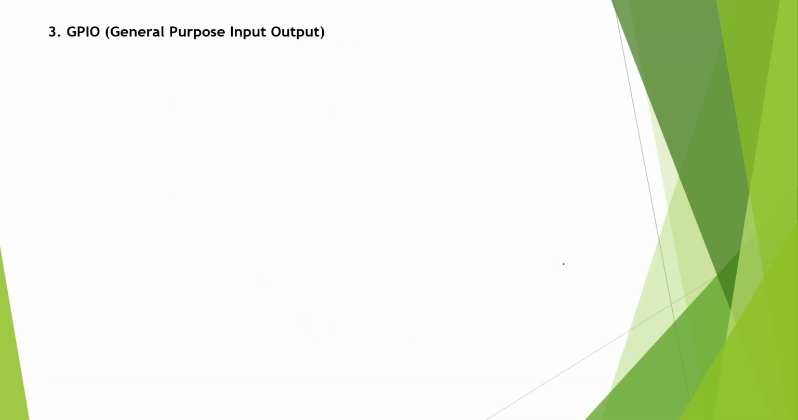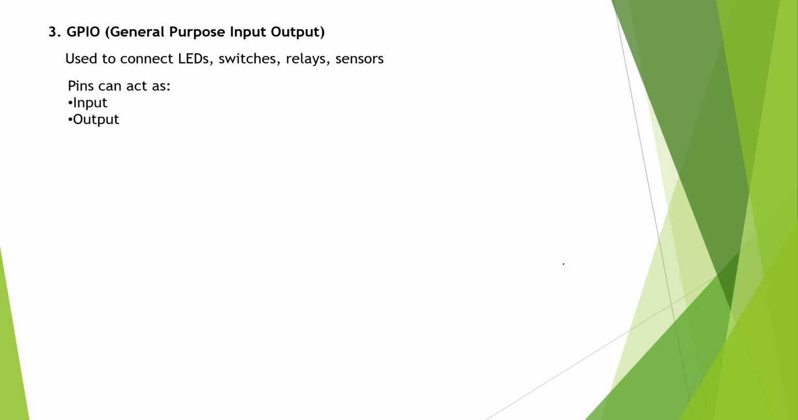So the third peripheral is GPIO, the general purpose input output peripheral. Basically, it is used to connect LEDs, switches, relays and sensors. Pins can act as input and output pins. There are some modes you have to configure GPIO pins in, either input or output. It completely depends on your application, what you want to do.